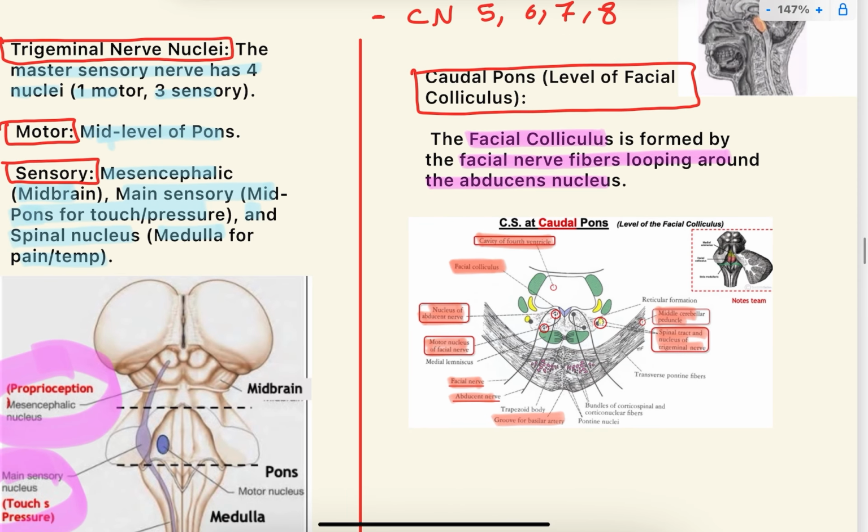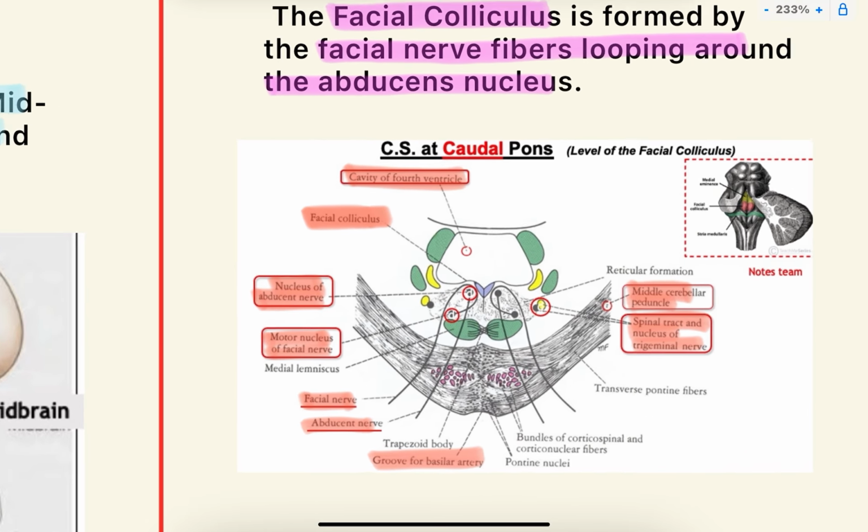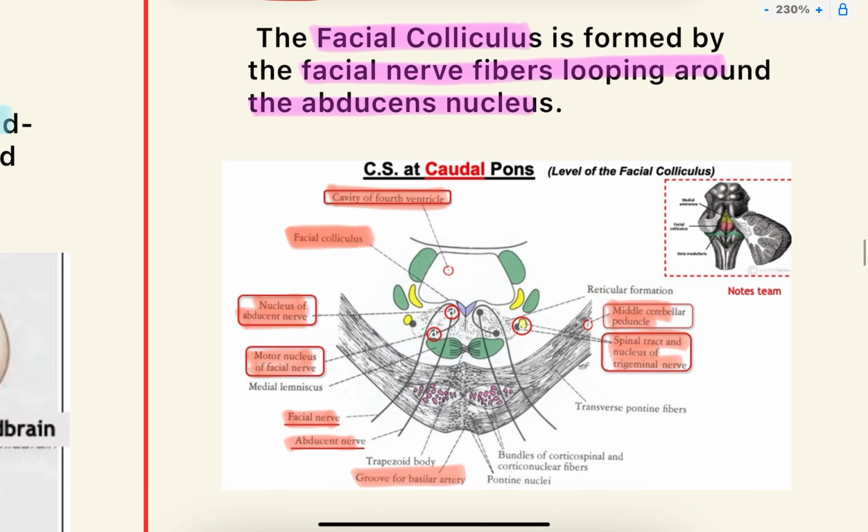Then in the caudal pons, if I look at the end or the inferior level of the pons, the caudal pons is also called the facial colliculus pons. Okay, why do we call it facial colliculus? Because basically I have the facial nerve wrapping around the abducens nucleus, forming for me the facial colliculus.